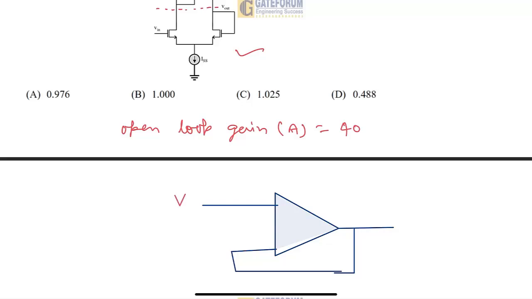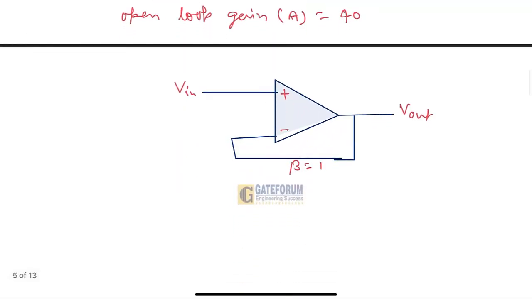Here this is the input terminal. This is non-inverting, and this is inverting, through which feedback is given, and this is Vout. Here by default we can consider beta, which is called the feedback gain, equal to 1. As per the information given in the question, if we treat this as an op amp, we can easily find the closed loop gain, because the open loop gain is given as A equal to 40. So what will the closed loop gain be?